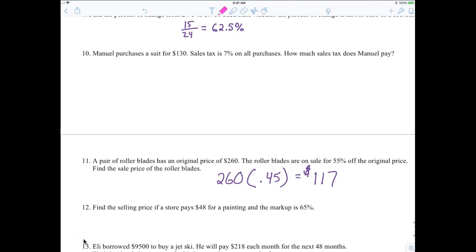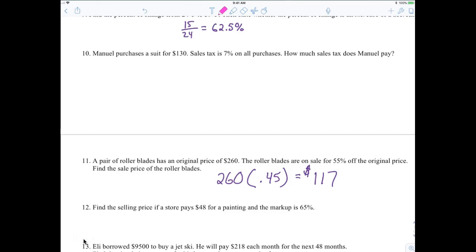Go. Okay, sales tax is 7% on the purchase. How much sales tax is being charged? So now we have an issue. Are we interested in the total cost, or are we interested in the tax? Just the tax. It doesn't say what's the total bill. It says how much is the tax.